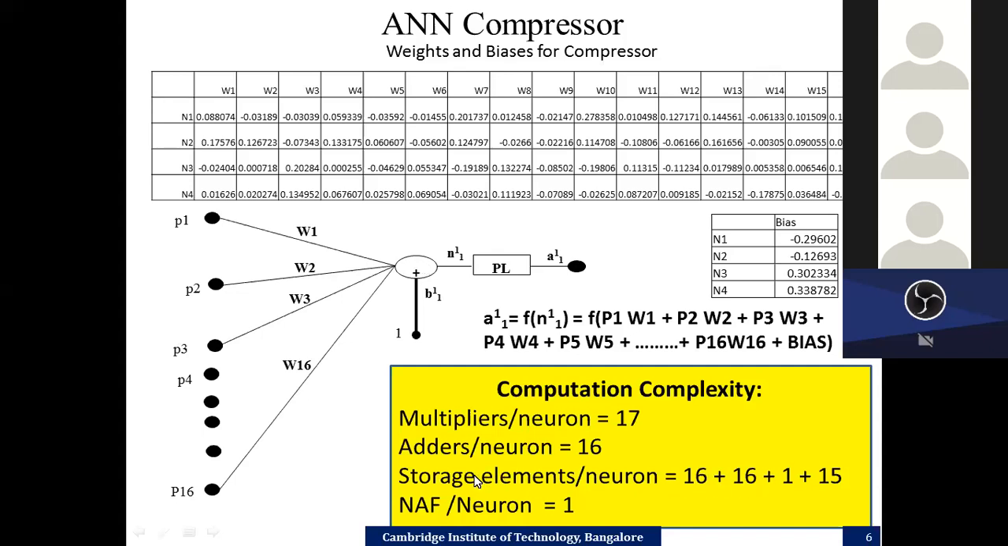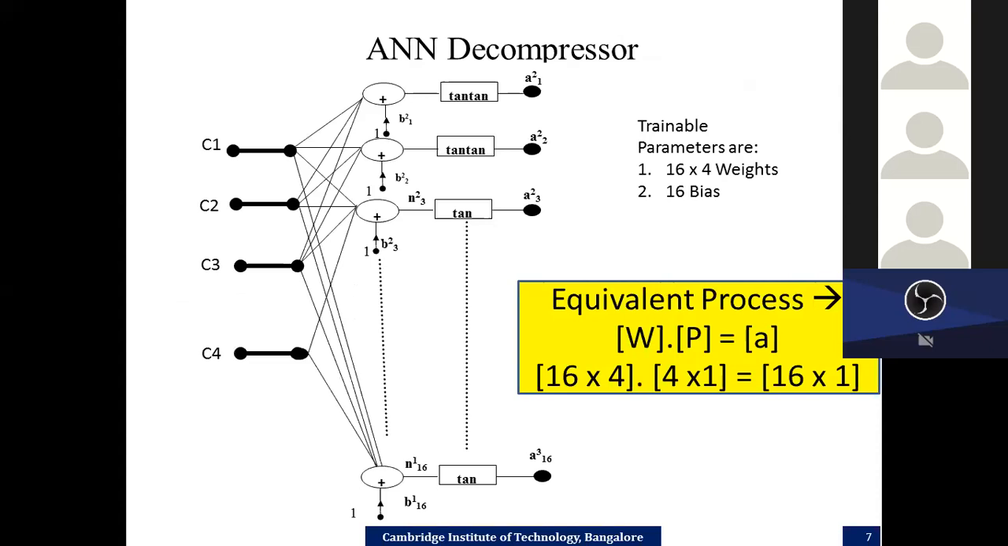These are the total number of storage elements, and the output of each one of them is stored in separate memories. For the network activation function, since they're using Purelin, we need one network activation function to implement this structure.